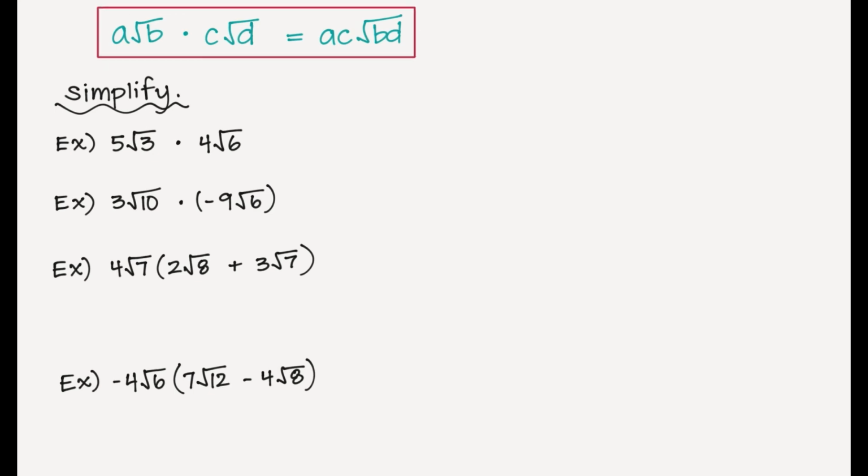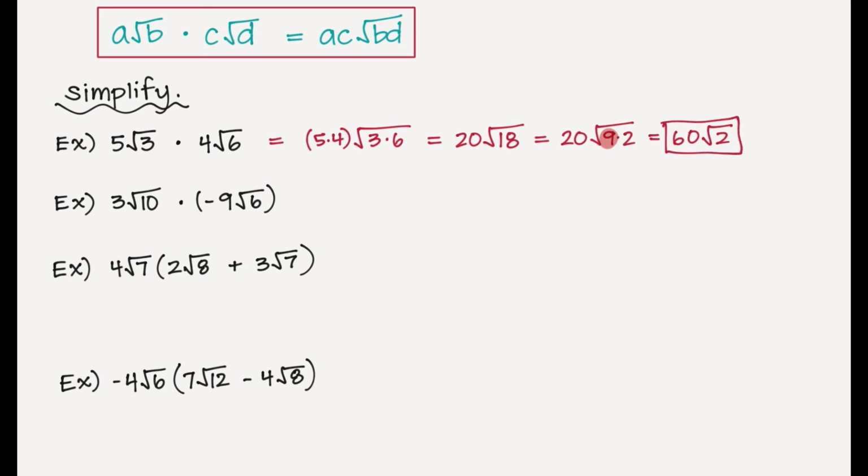So in my first example, I have 5 radical 3 times 4 radical 6. So on the outside, I'm going to multiply 5 times 4, and then on the inside, I will multiply 3 times 6. This gives me 20 radical 18, and radical 18 can be simplified to the square root of 9 times the square root of 2. And I know the square root of 9 is 3, and 20 times 3 is 60, so my final answer is 60 radical 2.